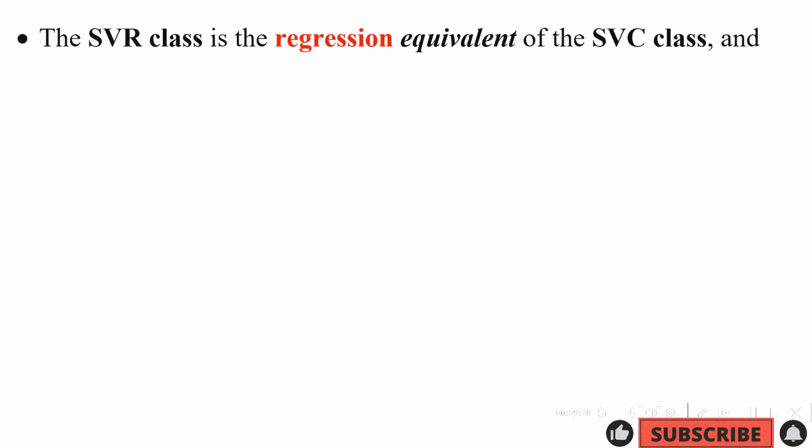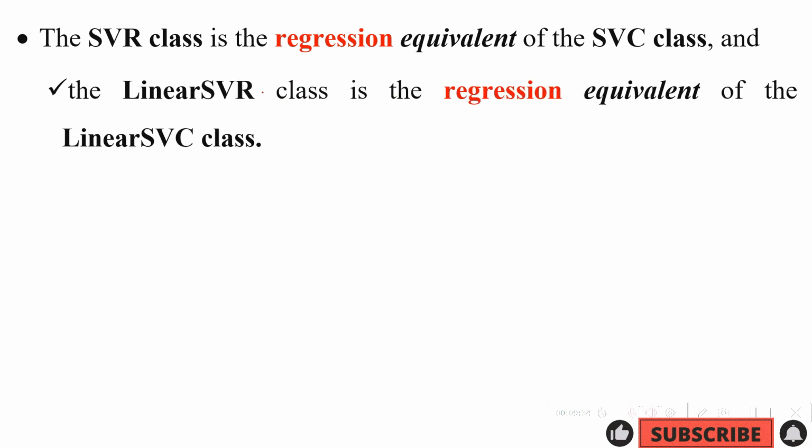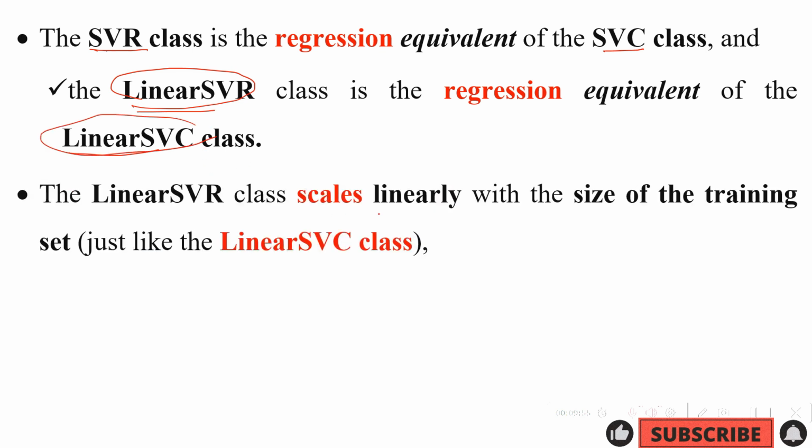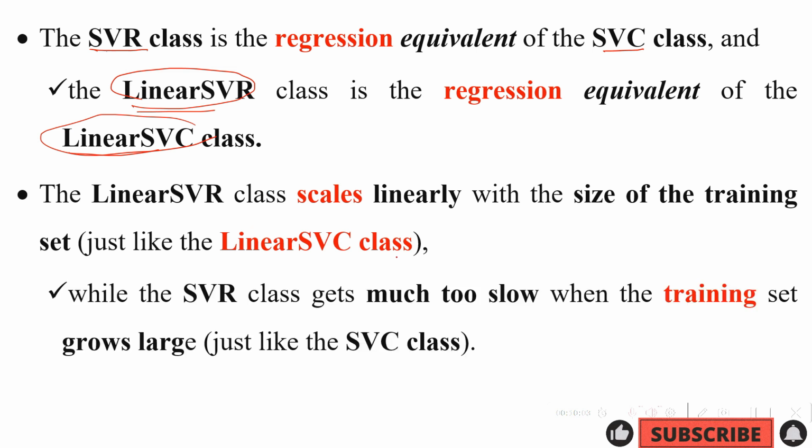Now, SVR class is the regression equivalent to the SVC class. There are two things in the support vector machine: one is the SVR support vector regression class and the other is the support vector classification class. The LinearSVR class is the regression equivalent to the LinearSVC class. The LinearSVR class scales linearly with the size of the training set, like the LinearSVC class. While the SVR class gets much too slow when the training set grows large, just like the SVC class.